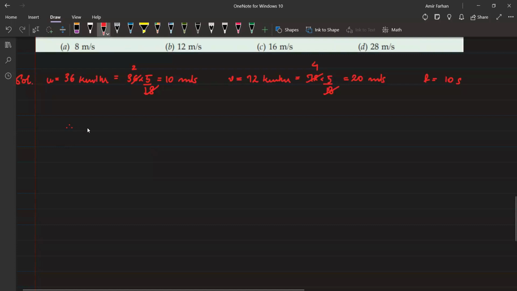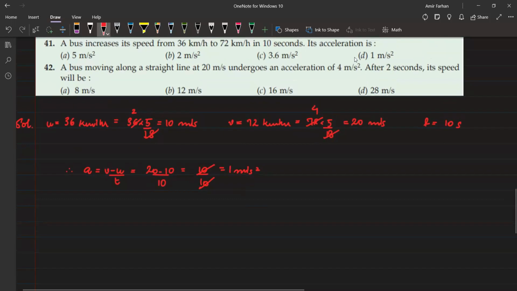So according to the formula, acceleration is v minus u by t, that is equal to 20 minus 10 by 10. So that is 10 by 10. This will cancel, and this will be equal to 1 meter per second square. So the first is 1 meter per second square. Those who got D as the final answer of this question, that is correct. Absolutely correct.